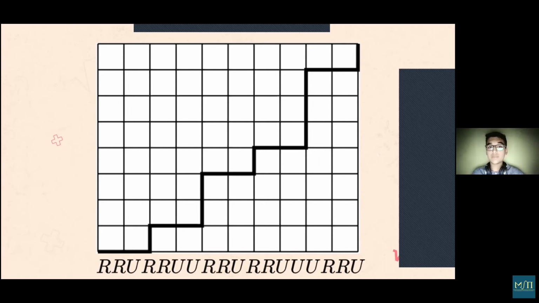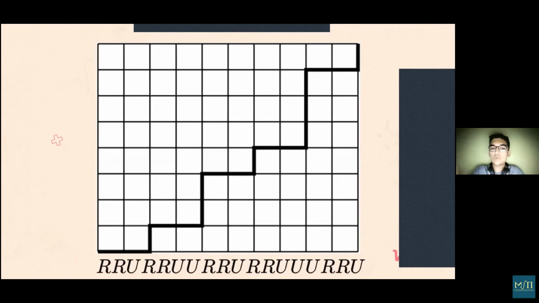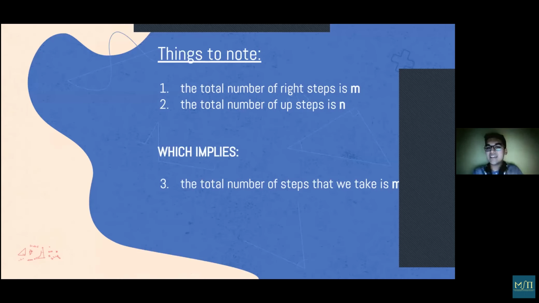Why is this important in this particular problem? There are a few things to note before knowing that. First, the total number of right steps that you take is m, because in this problem, you don't move diagonally. The only way that you move towards the right, towards m, is through taking unit right steps. So it's fairly intuitive that the total number of right steps that you take is m. With the same logic, the total number of up steps that you take is n. Which in the end implies that the total number of steps that you are taking in this entire process is m plus n.